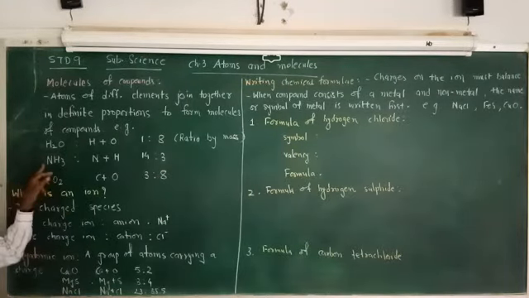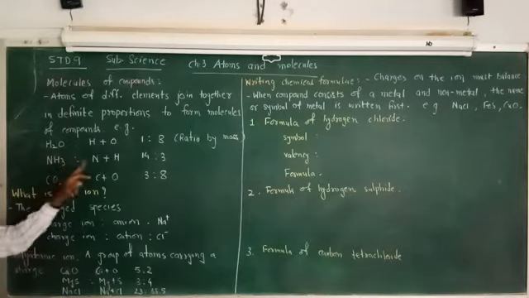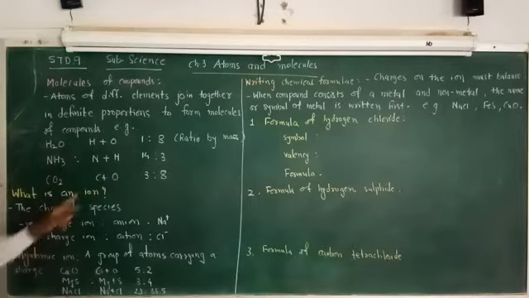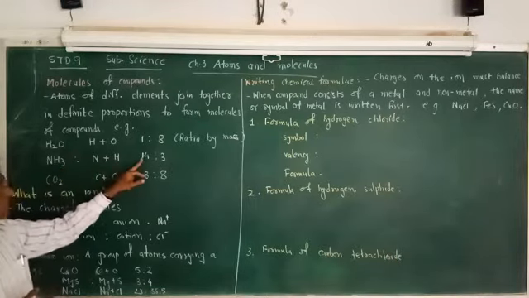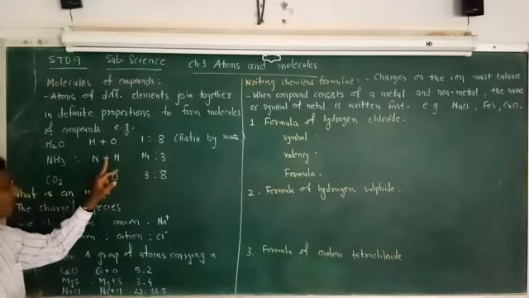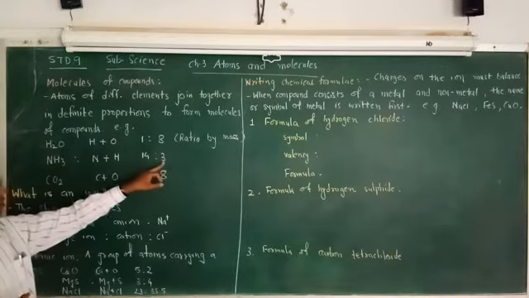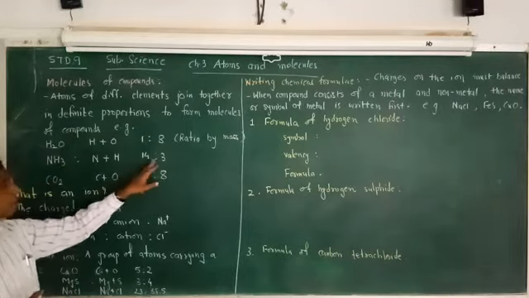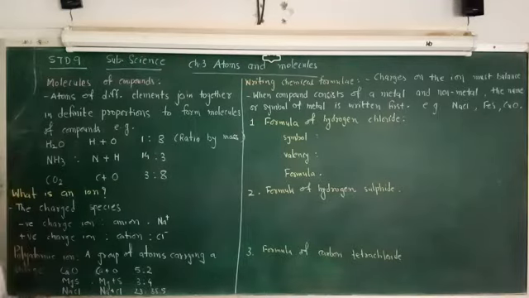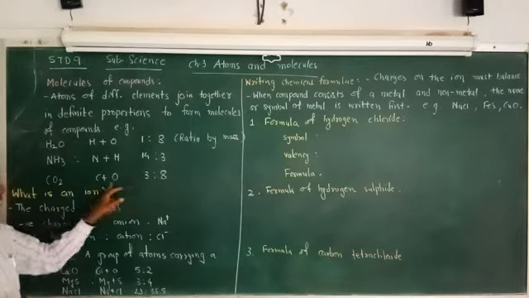Similarly, another example, ammonia. The formula of ammonia is NH3. It is made from nitrogen and 3 atoms of hydrogen. The atomic mass of nitrogen is 14 and the atomic mass of hydrogen is 1. Here the atoms of hydrogen are 3, so we write 3. So the ratio by mass is 14:3. Similarly, carbon dioxide. It is made from carbon and 2 atoms of oxygen. So the mass proportion is 3:8.